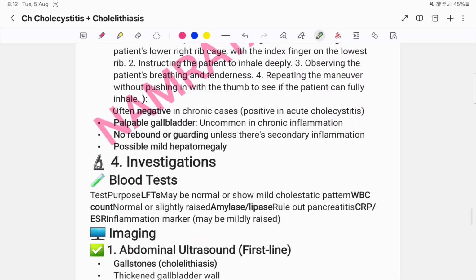Next is palpable gallbladder. A palpable gallbladder may be present or may not be present. If it is a painful palpable gallbladder, it may be associated with stricture or choledochitis. If it is a painless palpable gallbladder, it may be due to a malignant cause like periampullary carcinoma, etc.